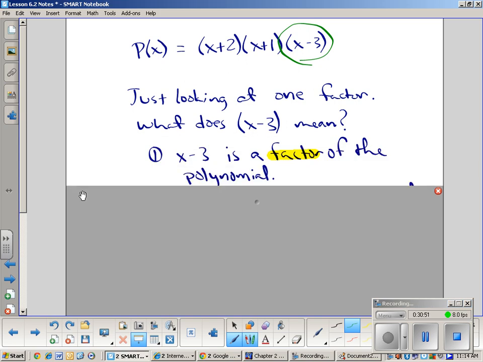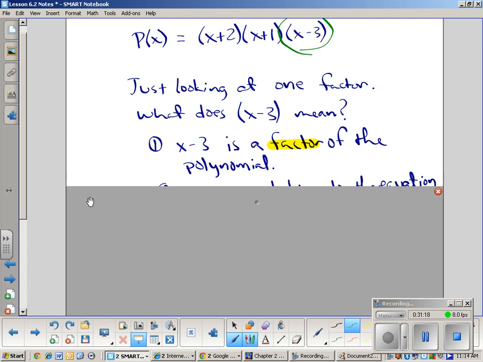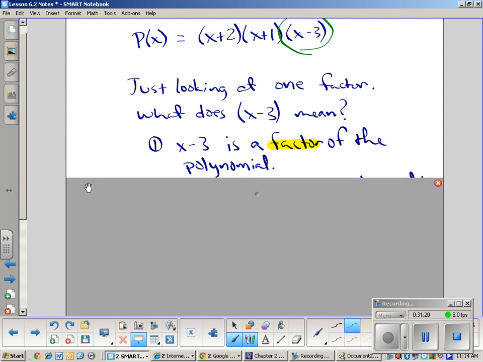X minus 3 is a factor, right? Yep. But what I want you to do is look at what's really happening in that function and tell me what that 1 means. Okay, and so it means it's a factor of the polynomial. Someone else told me something else. What'd you tell me already, Alex? I don't know what you said. I couldn't hear you. A 0 is.